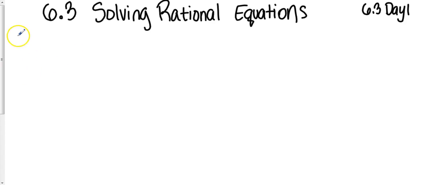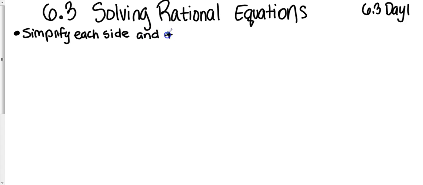So we'll have 3 key steps here. First, simplify each side, and then cross multiply. Because now we will be dealing with equations. This will be a tool in the toolbox that we will use to start this off.